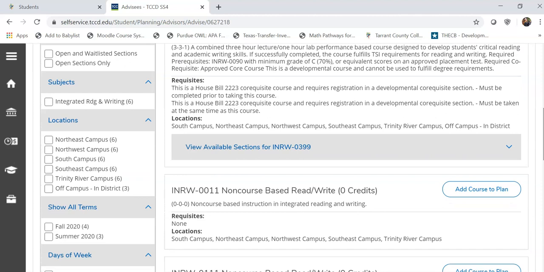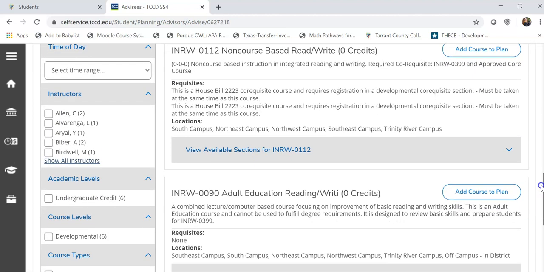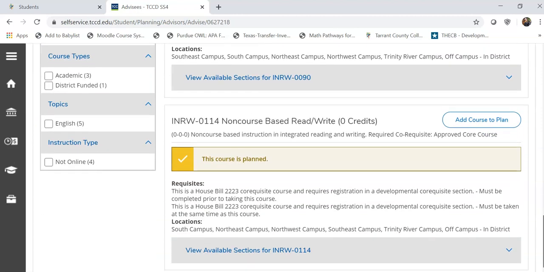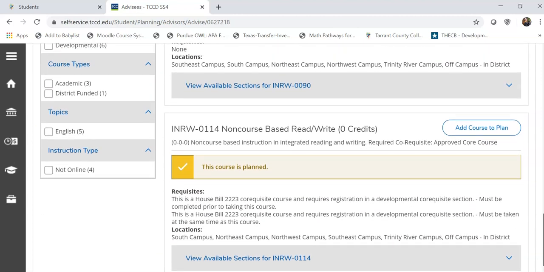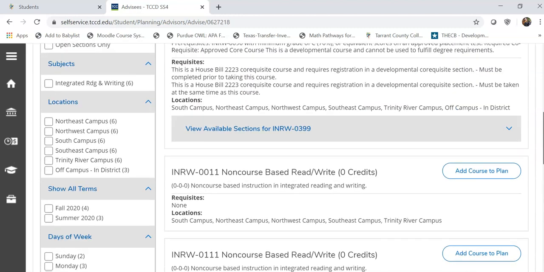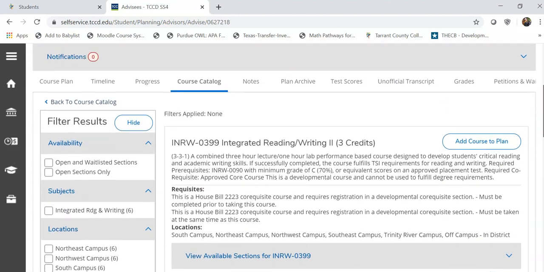You can view the open sections only. You can view things that are waitlisted. You can sort by campus. You can sort by semester, days of the week, times. So if you know that you need a specific time of day, for example, a lot of my students work full time during the day, so if you know you need evening classes or weekend only, you can filter by that. If you know what professor you want to take, and so on, then you are able to drill those things down.